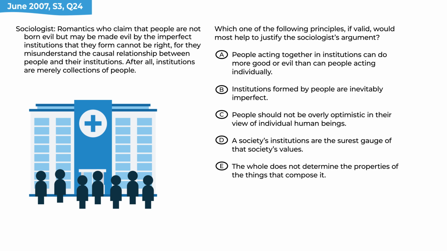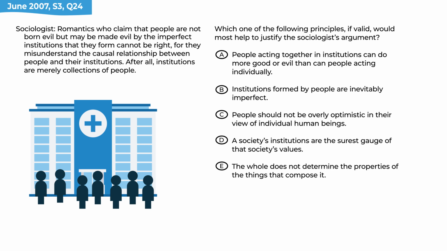So the sociologist is essentially saying that it's the many, the members of the group, that determine the character of the group, not the group or institution that's determining the character of the individual members of that group. Right? So it's going to go from people to institution. That's what we're trying to support with this principle. Any answer choice that says that it's going from institution to people would undermine the argument and would be wrong.